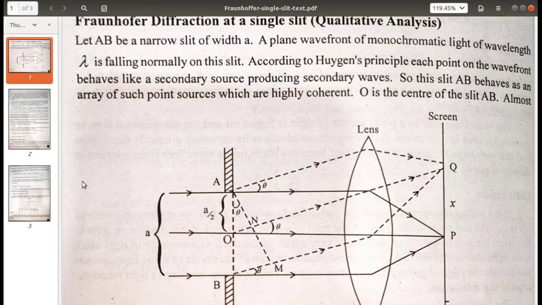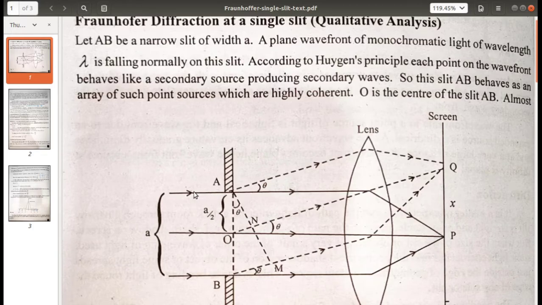Here you can see the figure. Let AB be a narrow slit. This is a narrow slit of width a, so this width is shown marked here as a. A plane wavefront of monochromatic light of wavelength lambda is falling normally on this slit, that is in this direction. According to Huygens' principle, each point on the wavefront behaves like a secondary source producing secondary waves.